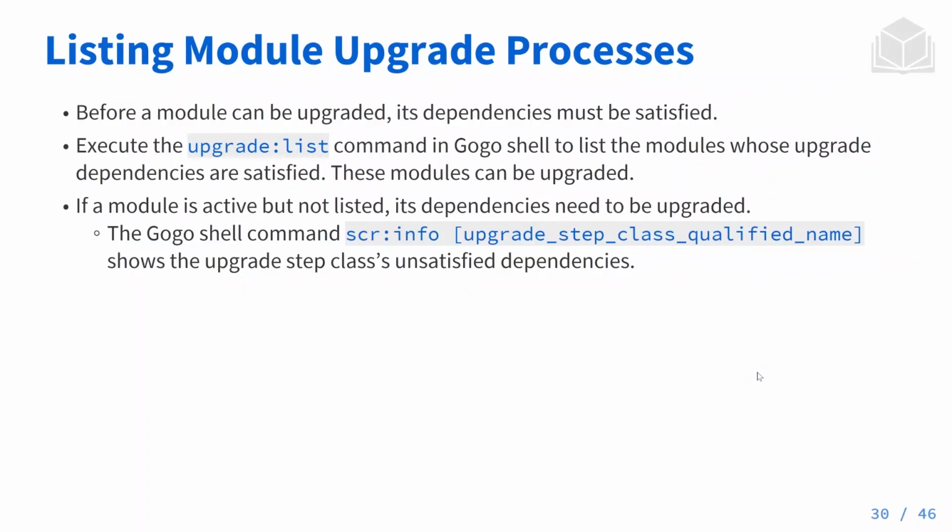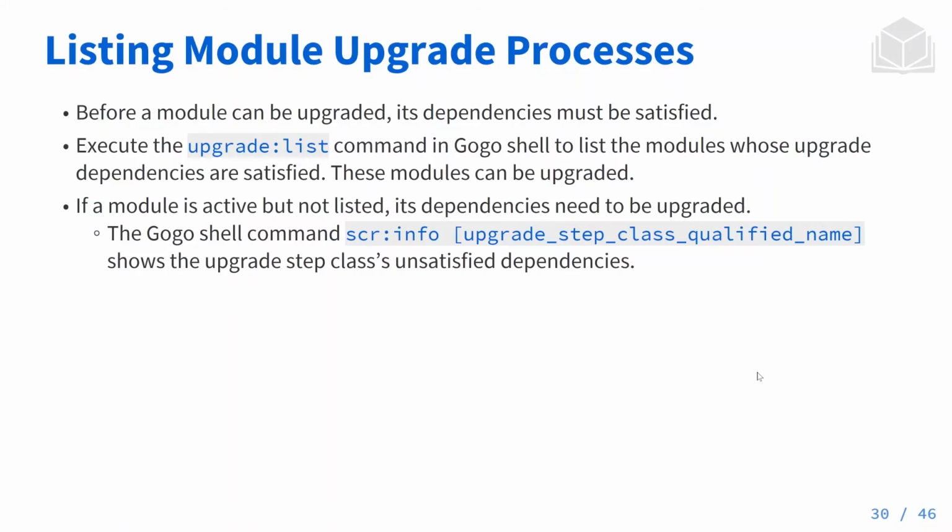So if you see something like 001, you know that the upgrade process never finished, or 001 dash something. Another helpful command as you're going through the module upgrade process is going to be upgrade:list. Again, just like with the previous command, you want to type the whole thing out, upgrade:list. This will show you a list of all of the OSGi modules that can be upgraded.